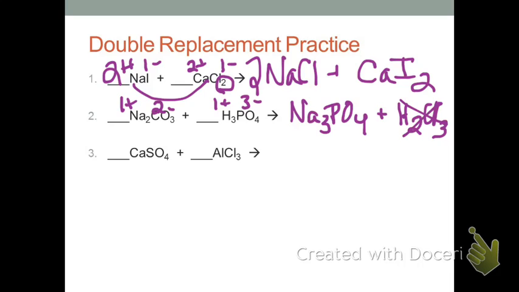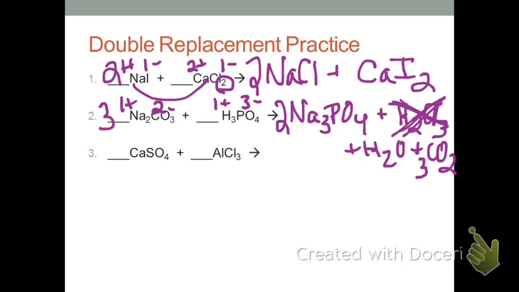Oh, carbonic acid. I don't make carbonic acid. It immediately breaks down into water and carbon dioxide. So make sure you catch that. Balance it. I'm going to need a 2 here and a 3 here. I'm going to need 3 over here. I'm going to need 2 here.